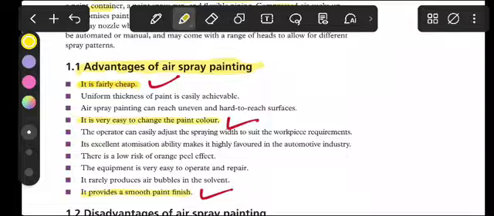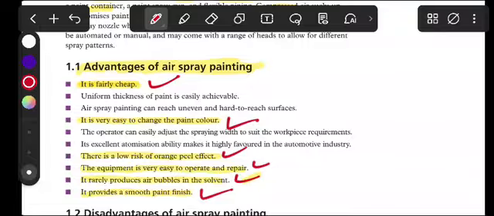It really produces air bubbles in solvent. It's a nice point. There's a low risk of orange peel. That is a nice point. The equipment is very easy to operate. These are nice points there.